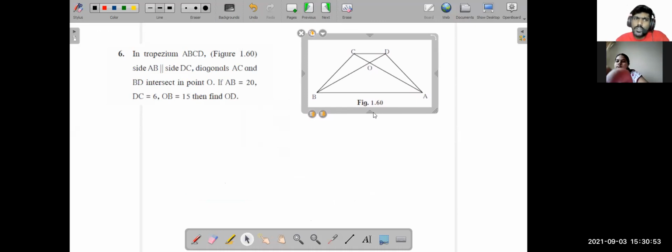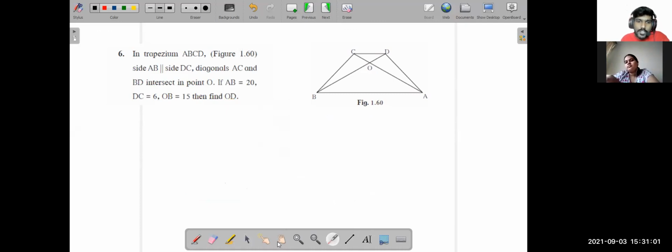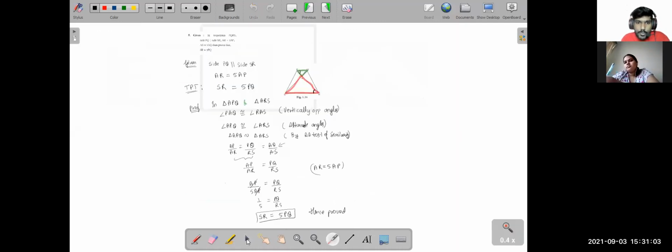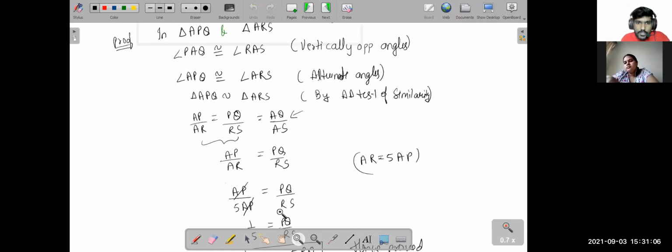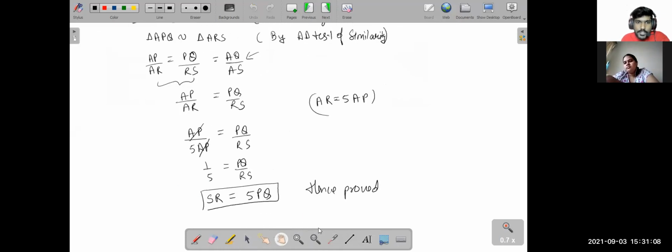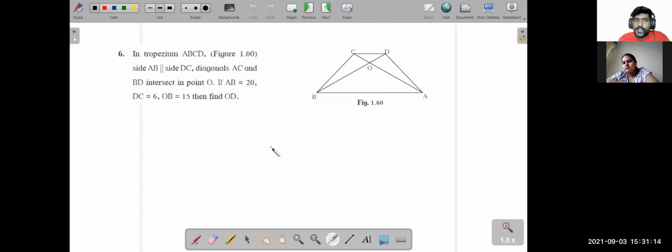Will you do this for homework? It is very much similar to the fifth one. You have to find, but here you don't have to prove it. You have to find out the length OD. Once you have managed to prove this, then after substitution, this value also would be given here, and you have to just cross multiply and find out the value of OD. Exactly the same like the fifth one, only names are different.